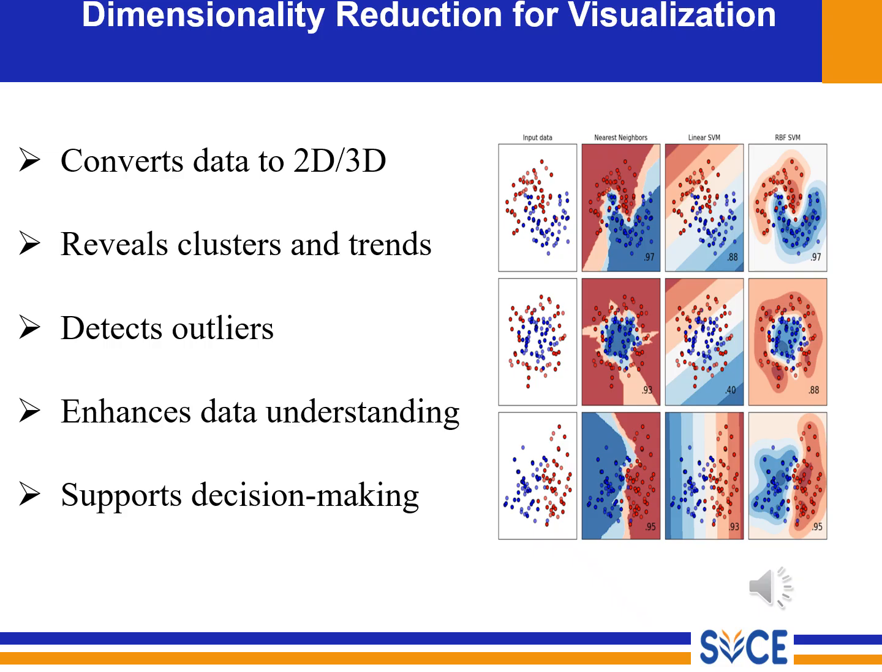Finally, we convert the high dimensional data to 2D or 3D using techniques like t-SNE or UMAP. This helps reveal the natural clusters and trends in data. It detects the outliers. It enhances the data understanding and also supports better decision making. These visualizations are a powerful communication tool between the data scientist and the non-technical stakeholders.